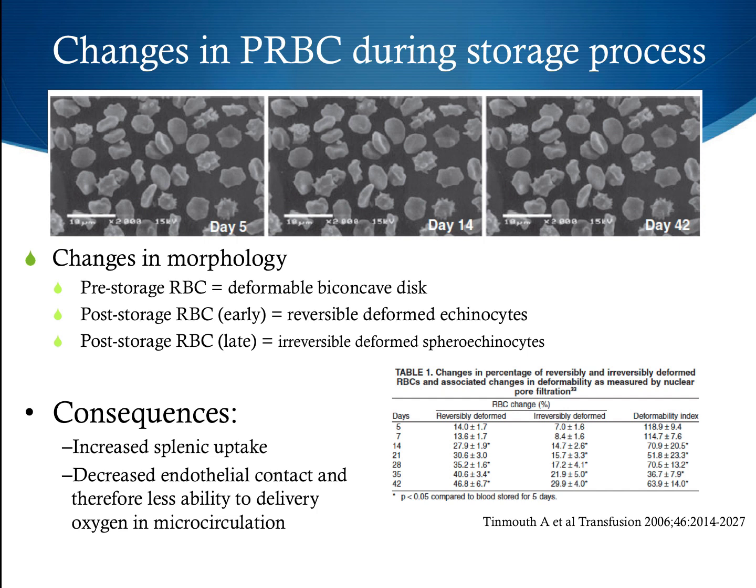Okay? As you see here in those pictures, from day 5 to day 42, there are a lot of morphology changes to echinocytes, the spheroechinocytes, an irreversible deformation, which then also tells the spleen that those red blood cells need to be taken up because they're deformed and therefore most likely not functioning well. So the spleen takes them up, and also the loss of the discoid structure of the erythrocyte minimizes the endothelial contact they have, and therefore less availability to deliver oxygen in the microcirculation.